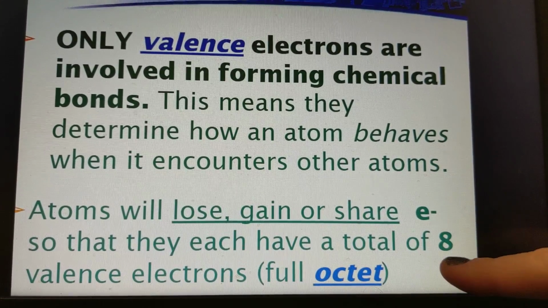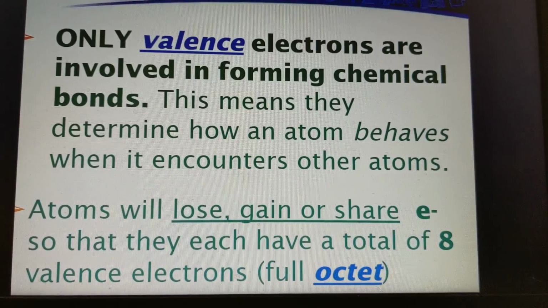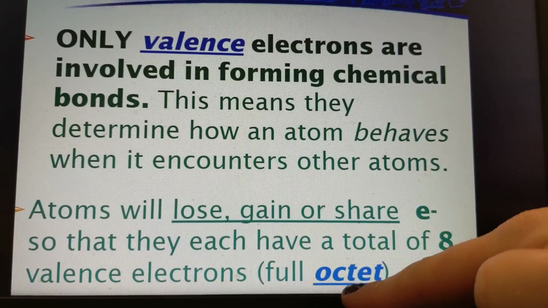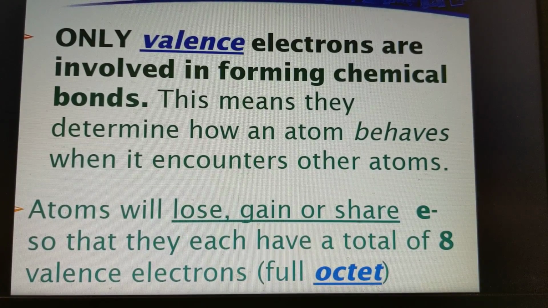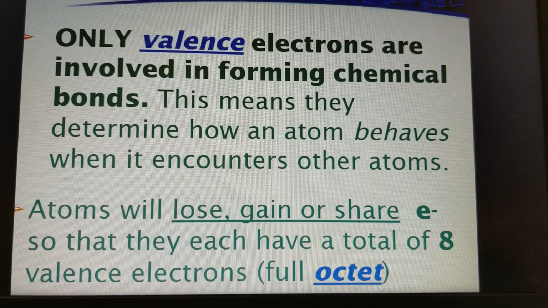If you happen to know which animal has 8 legs, of course it's the octopus. So the prefix octa means 8. A full octet is why the noble gases do not bond with anything else at all, ever. They already have a stable full shell of 8 electrons.